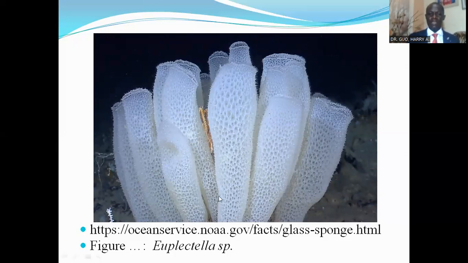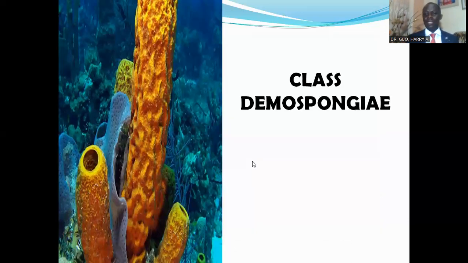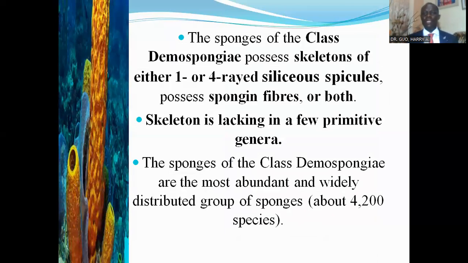Now, I want to look at the next class, which is Demospongia. The sponges of the class Demospongia possess skeletons of either one or four-rayed siliceous spicules, possess spongin fibers, or both. So now look at the distinctions.